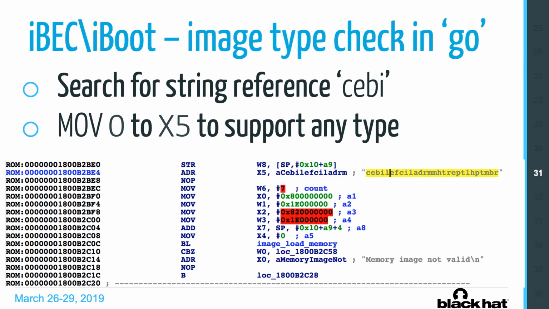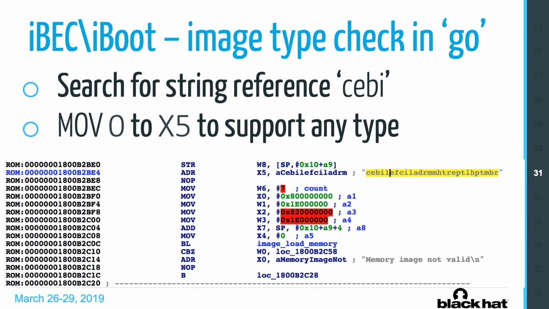All right, go. The go command, as I said, is the way iBoot can boot different diagnostic images. And there is a check for the payload type that gets uploaded over USB.